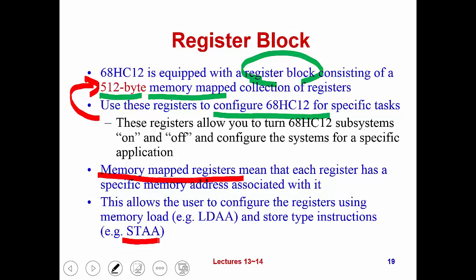How can we store? We can simply load the value into a particular CPU register, like accumulator A. Then we store this accumulator A value into what? Into the corresponding address. That will change the hardware operation setting, like turning it off, by changing its corresponding register in memory. We load a new value into this register, and then it changes its setting.